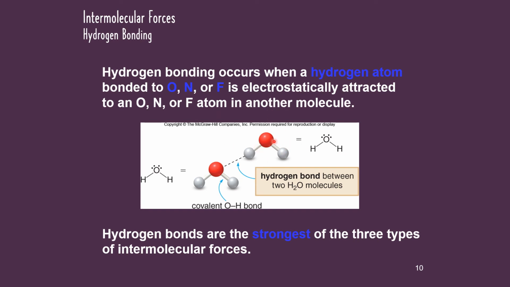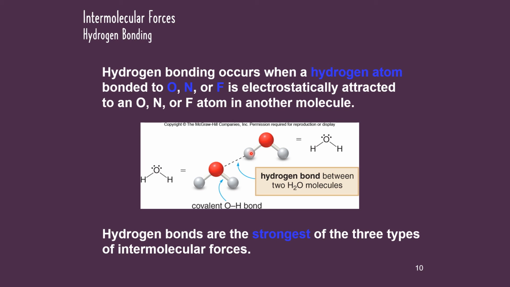So hydrogen is bonded to oxygen in this molecule, which is water. So this can have hydrogen bonding because it has the hydrogen-oxygen bond. If this was a nitrogen or a fluorine, it would work the same way. So because we have a hydrogen bonded to an oxygen, this can hydrogen bond. The hydrogen bond is between the two molecules.